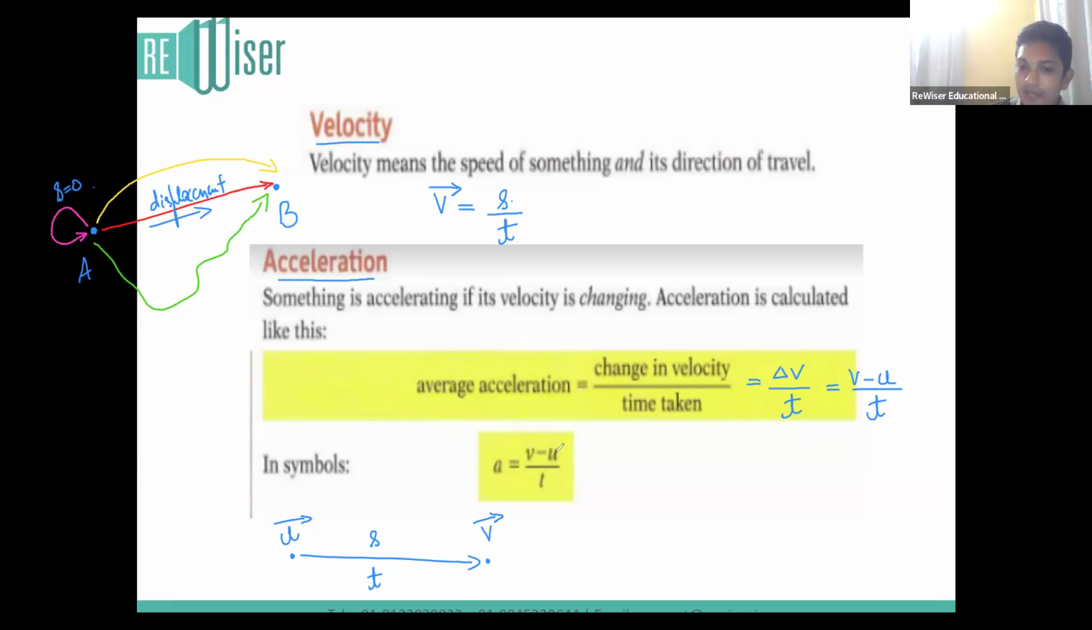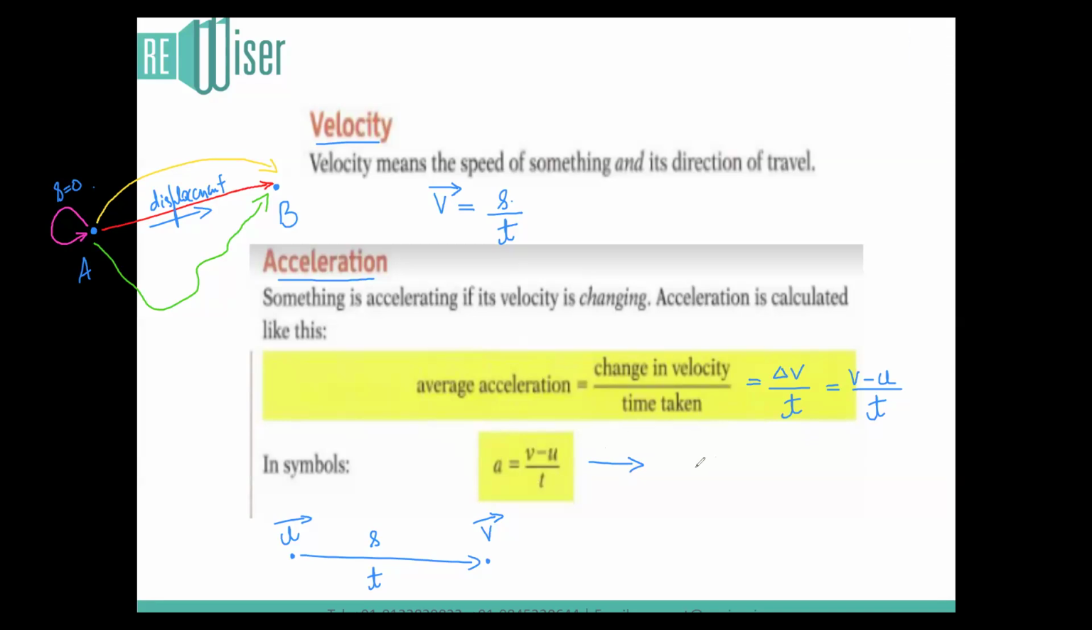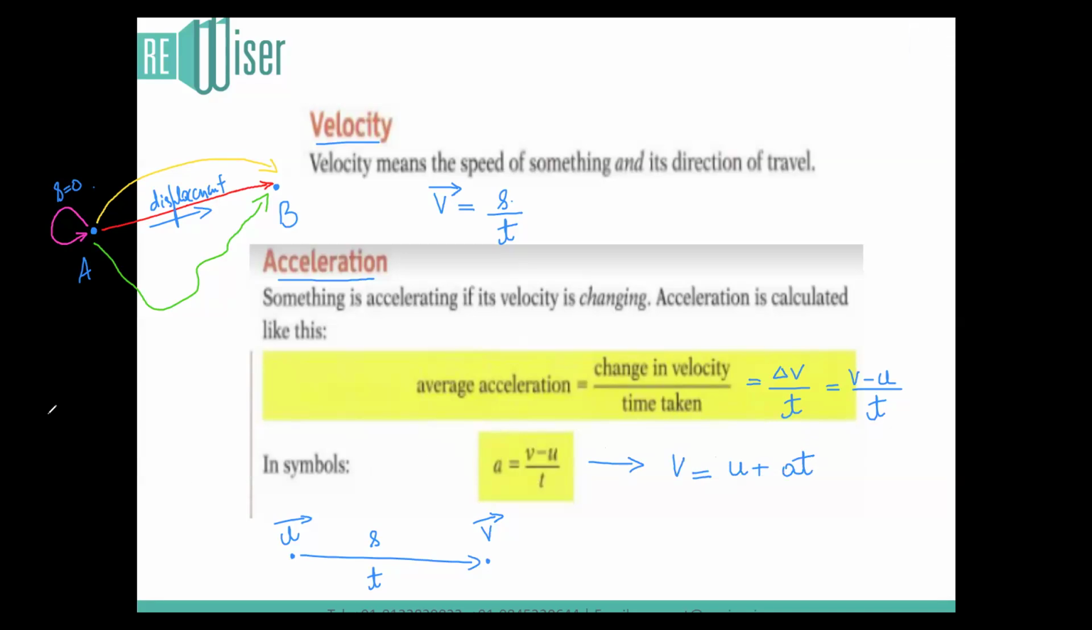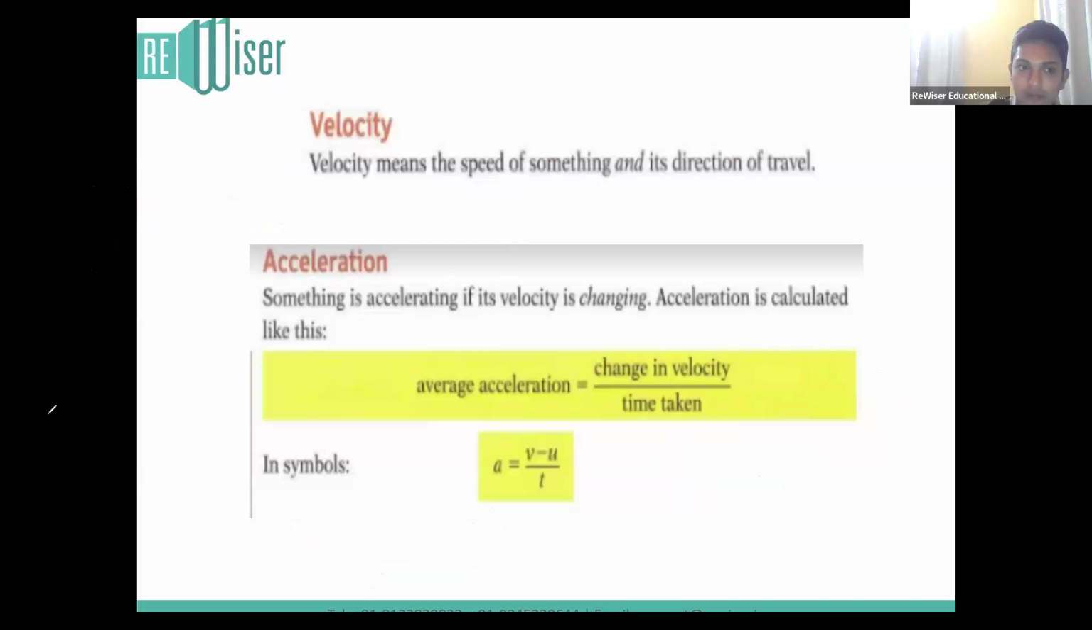In fact, this formula rewritten gives you the first equation of motion. If you rewrite it in terms of v, what do you get? V is equal to? V is equal to at plus u. Correct. U plus at. Doesn't matter how you do it. This is the first equation of motion. Any doubt in this? There were 5 equations of motion, no? There are, yes. Any doubt? Anything you want to explain again?